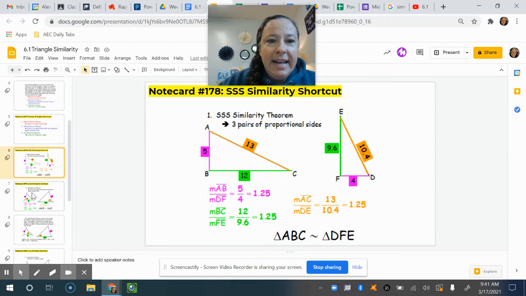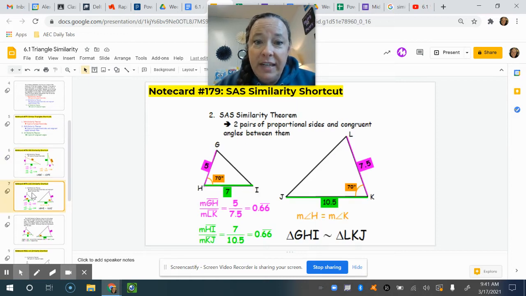All right. Now let's look at the next one. Note card 179, the side angle side similarity shortcut. So this is where you've got two pairs of proportional sides and a congruent angle between them. Notice that A is smack dab between the S and the S. The A is the angle, the S and the S are the sides. So it has to be an included angle. So look at this picture. Our included angle is 70 and 70. Those two angles are congruent. So angle H is congruent to angle K. So we know that part. We've got that checked off.